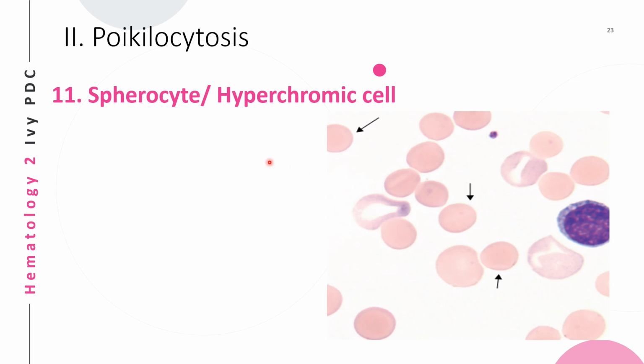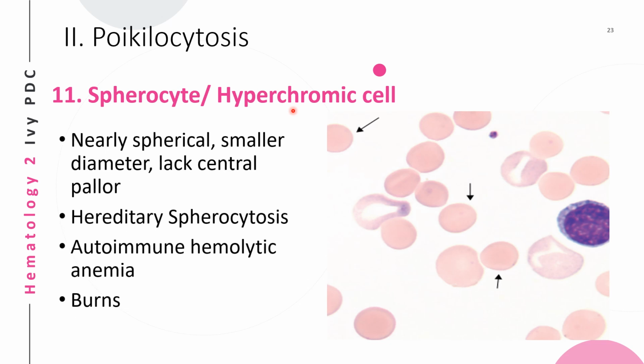The next poikilocyte is a spherocyte, also known as a hyperchromic cell. Spherocytes are nearly spherical. They are smaller in diameter, and they don't have the central pallor. Like these red blood cells, there is no central pallor present. This is present in hereditary spherocytosis or autoimmune hemolytic anemia, and they can also be produced during burns.